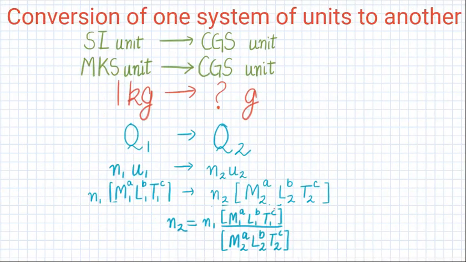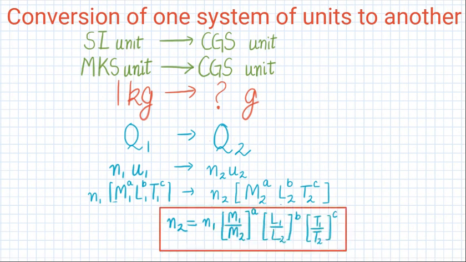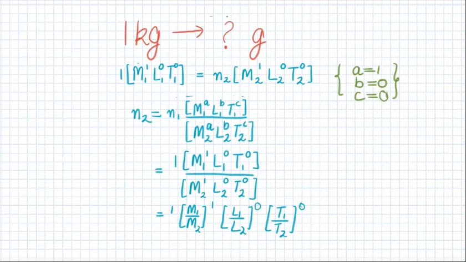Fine. So we can make this similar modification in our formula as well. Here you have this quantity M1 by M2 to the power A, L1 by L2 to the power B, T1 by T2 to the power C. Fine. So this will be your general expression. So now, after you have got this one, let me write this in my next slide.